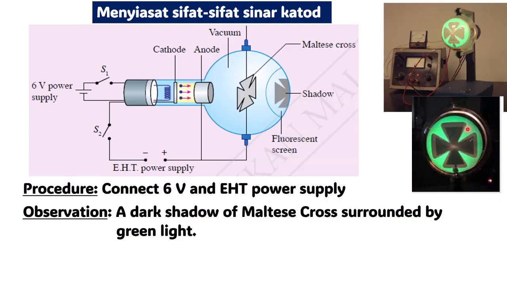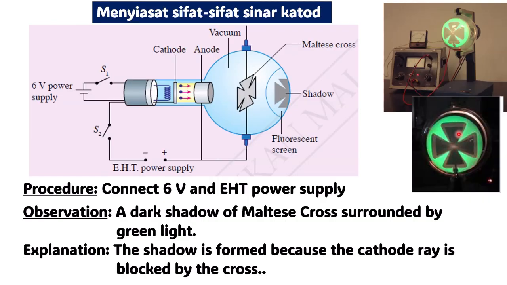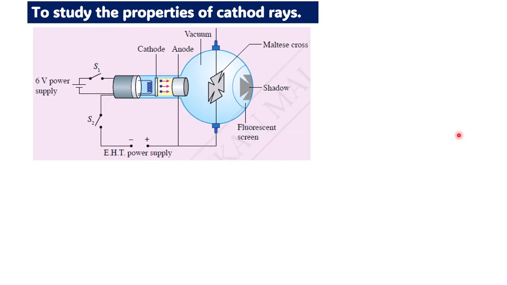Actually, we have two shadows. The first shadow is from the light just now, and it overlaps with the shadow formed by the cathode rays. The shadow produced by the cathode rays proves that the cathode rays are blocked by the cross, and proves that cathode rays travel in a straight line. Okay, so this is the second experiment.